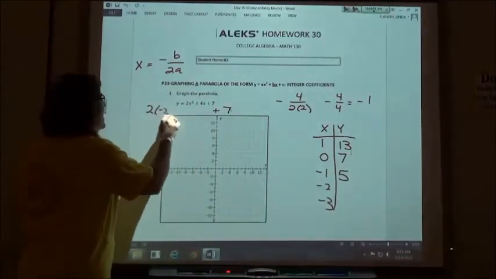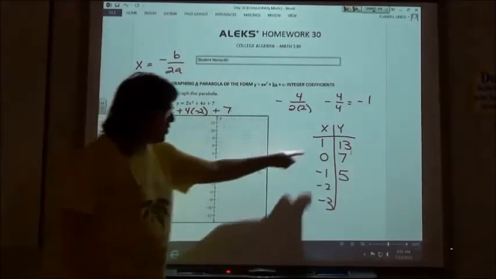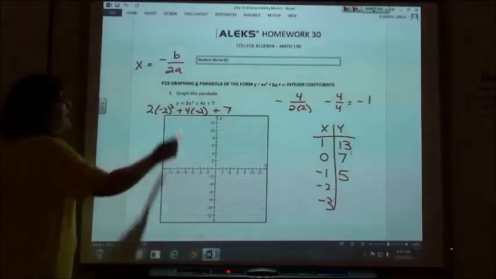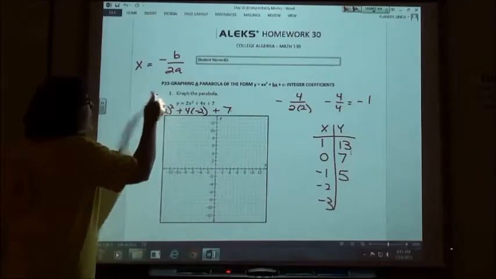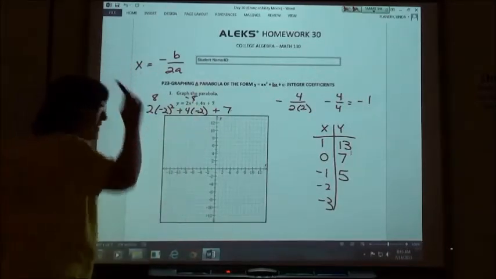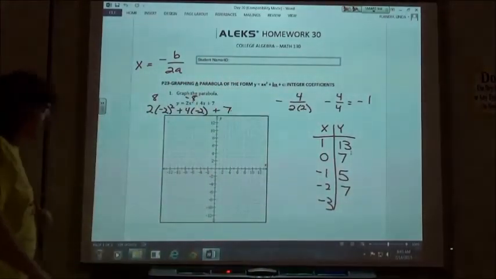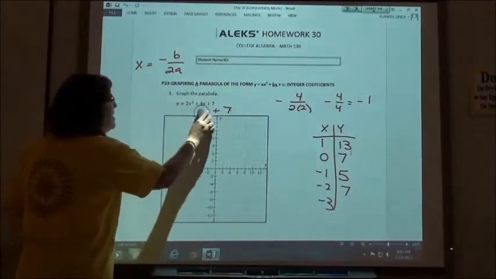2 times negative 2 squared plus 4 times negative 2. We should know it's going to come out to be 7, but we'll just double check to make sure it's working out right. Negative 2 squared is 4. 4 times 2 is 8. 4 times negative 2 is negative 8. And then plus 7. Hey, it does give me 7. So I know I'm on the right track. And then I've got to do my negative 3.